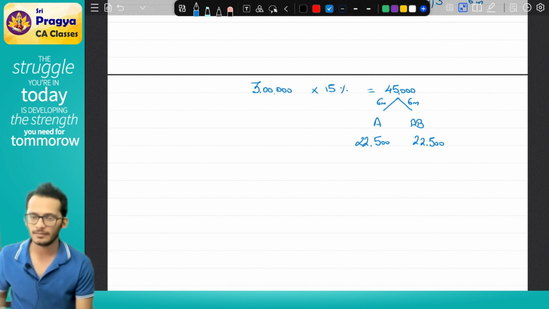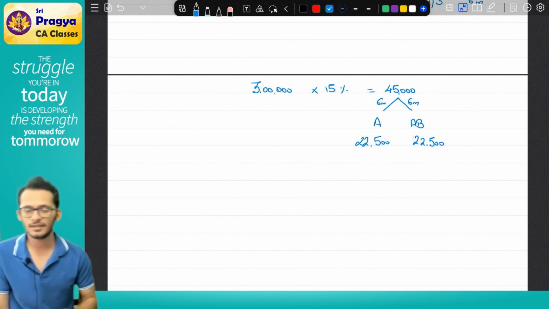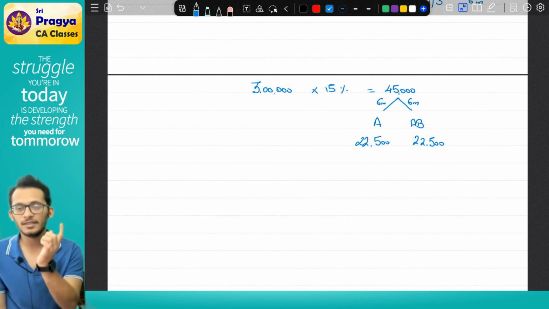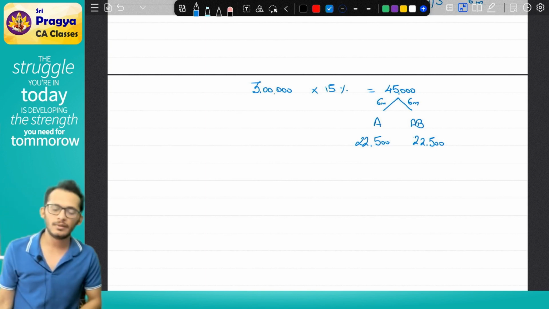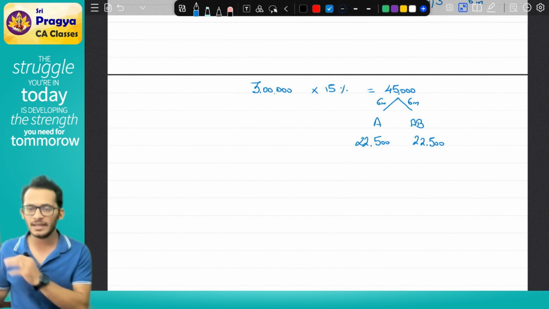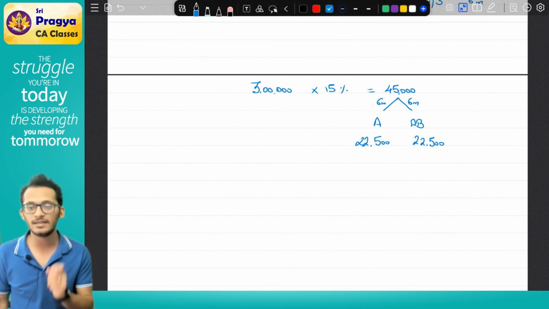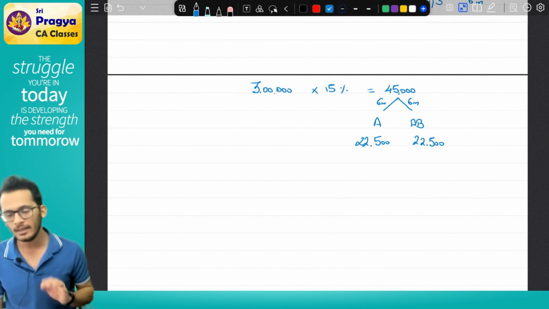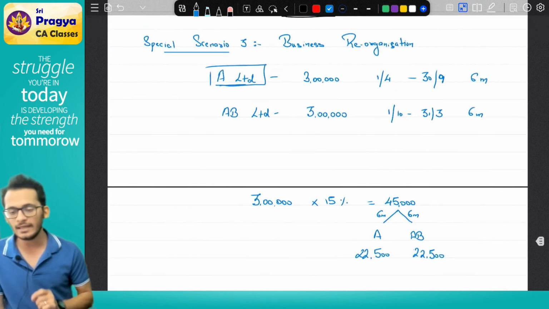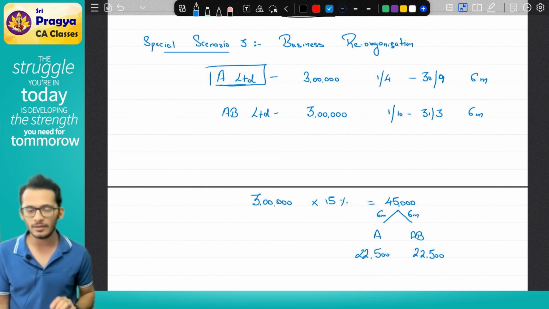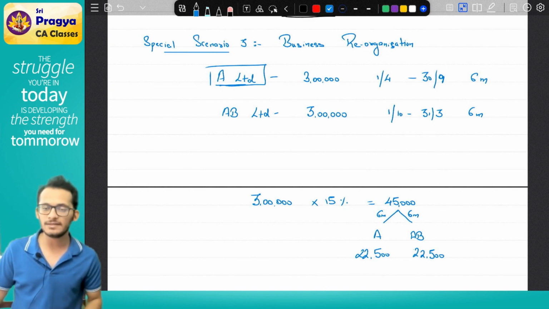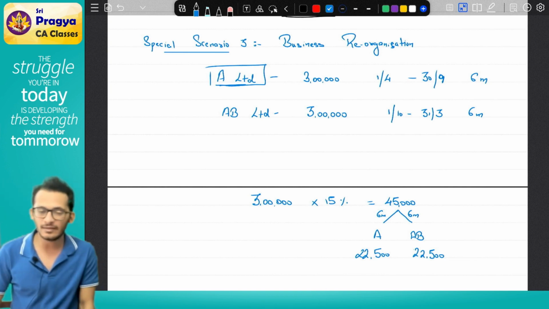Simple, straightforward method. What they're saying is, if there is a business reorganization happening, whatever depreciation you could have claimed for the whole year, find out the whole number, and then split it between A and AB in the proportion of the days for which the asset was held by them. In this case, I have made it very clear that you started the asset on 1st April and you ended the asset on 30th September. Immediately next day, 1st October, AB started using it. This is a very hypothetical scenario.